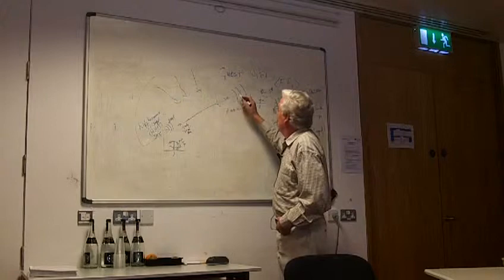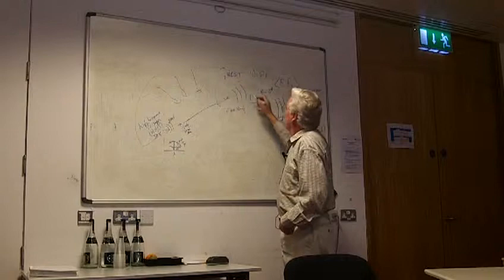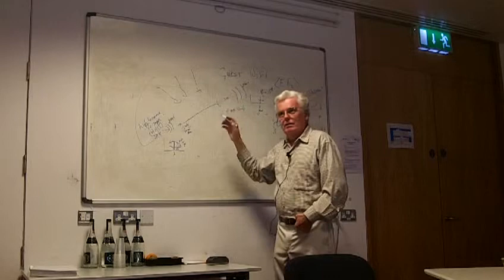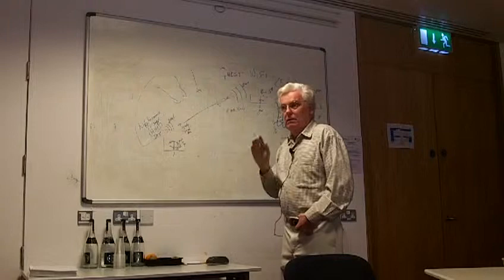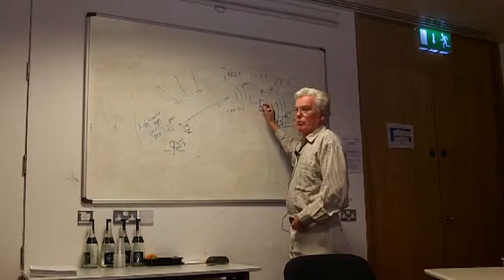So the output now is a very narrow line. So this is good. And this is good. So with this, he gets good temporal and spatial coherence. It's a cute experiment. Small question on that. So the temporal coherence is related to the monochromaticity of the laser output? Yeah, exactly correct. What he said was the monochromaticity sets the temporal coherence, or longitudinal coherence, at the output.